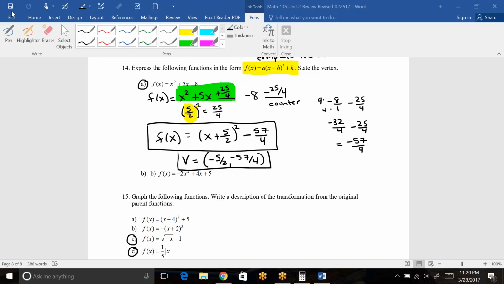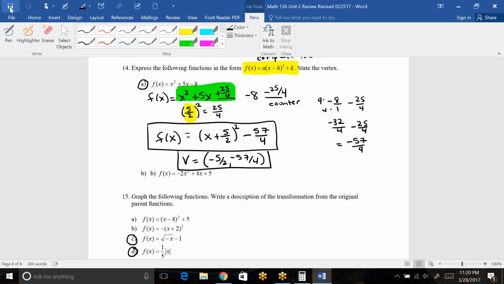All right, we have almost reached the end. We have 2 more question sets. 15 requires us to graph and then describe the transformation. On the test, we split that up into 2 separate questions. So 15 will not ask you to actually write the description. That part will be taken care of in something like number 16.